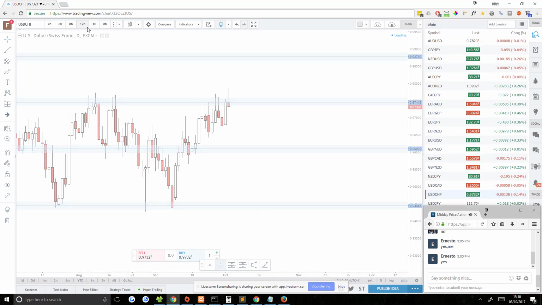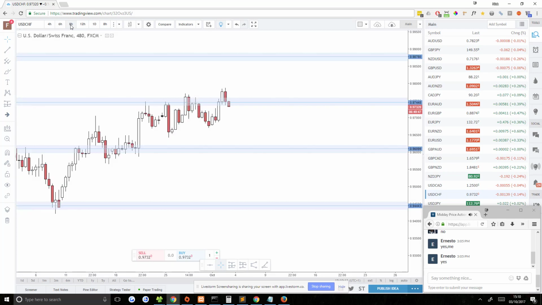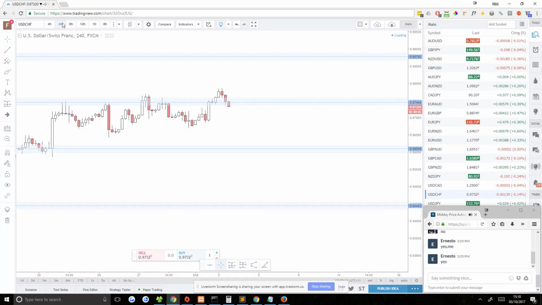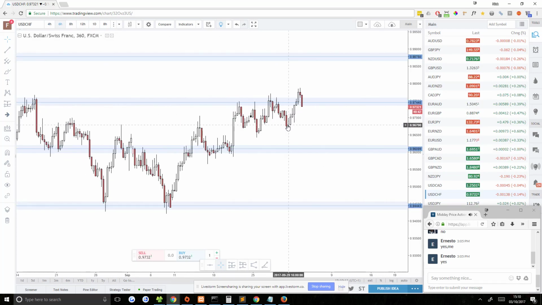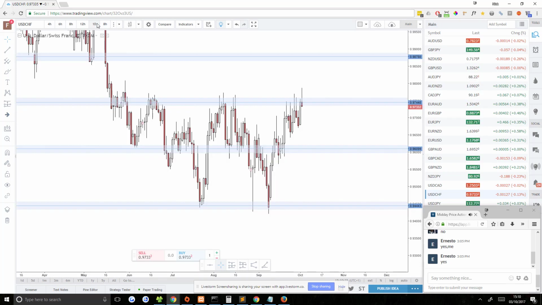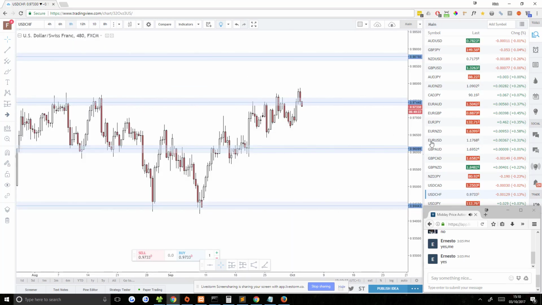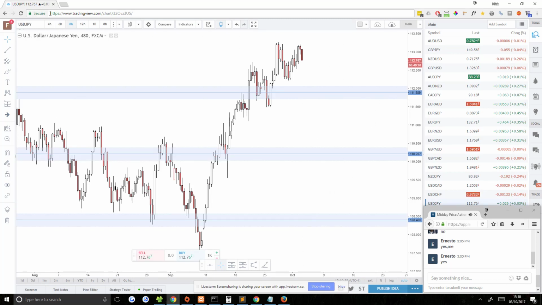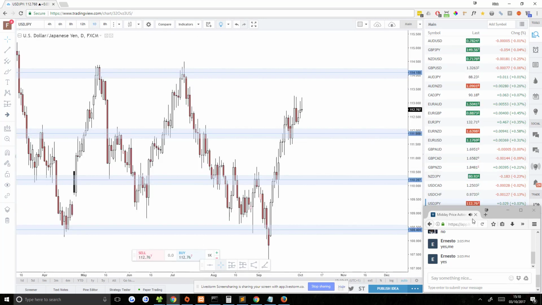USD CHF. Shared a short trade there last week. Would have been profitable if you closed out before the weekend. If you kept it open over the weekend and through to Monday, it would have pulled back now. But obviously the right move was to close before the weekend. It came down to here. Not much going on here right now, though. It's at this resistance area again. USD JPY, yeah, nothing much there.